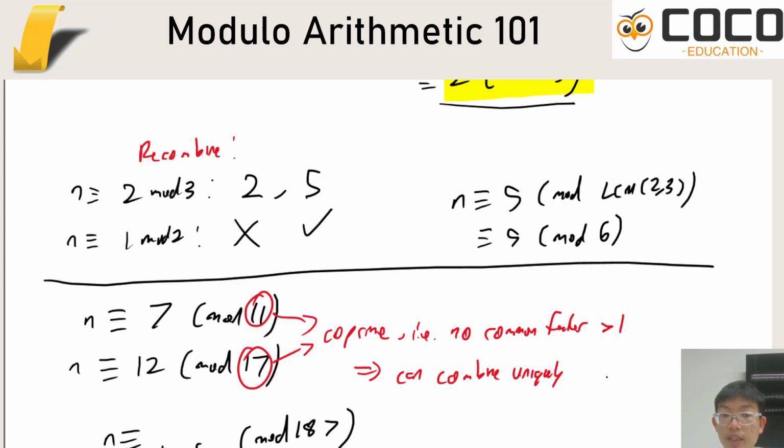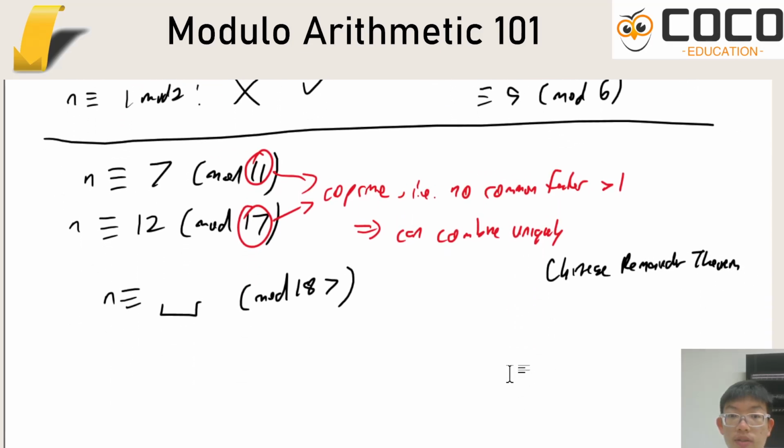This statement here is what is known as the Chinese remainder theorem. The fact that you can is the Chinese remainder theorem. How you actually combine them is not described by the Chinese remainder theorem. That's for you to do.